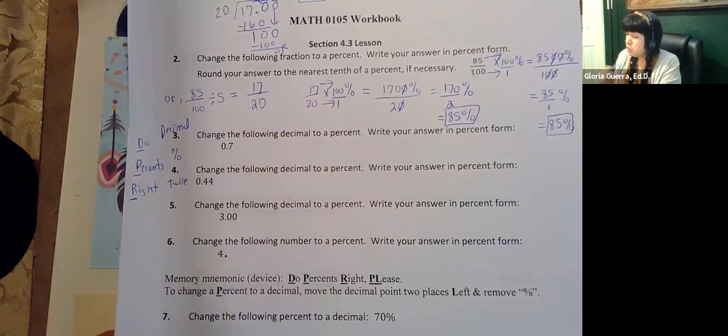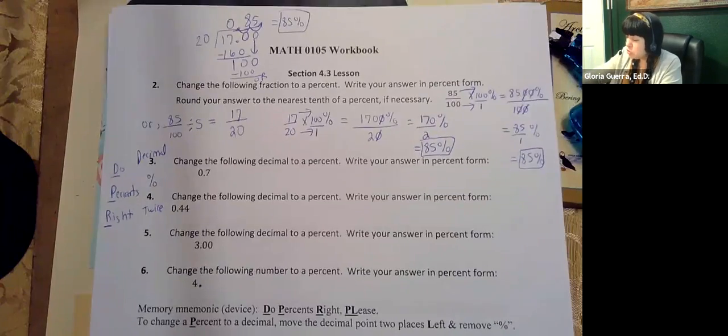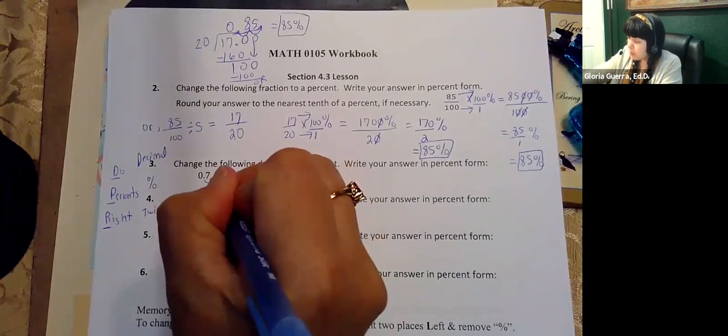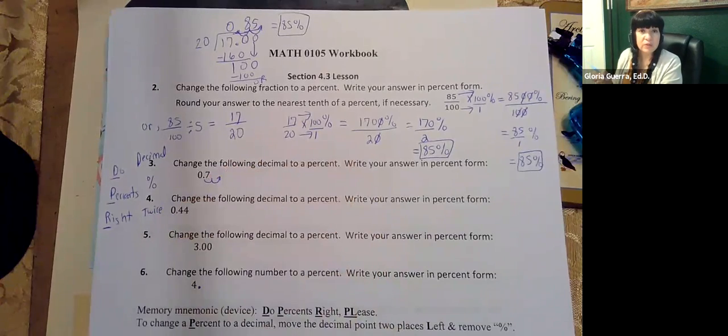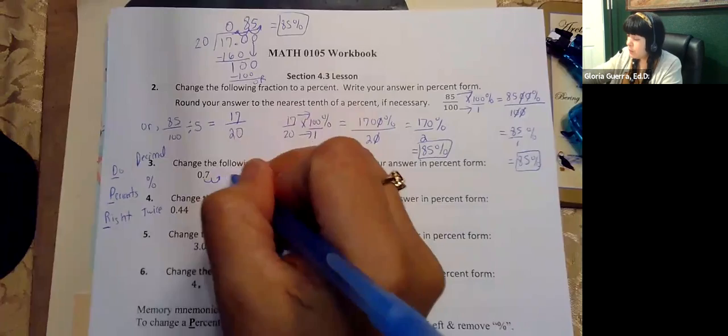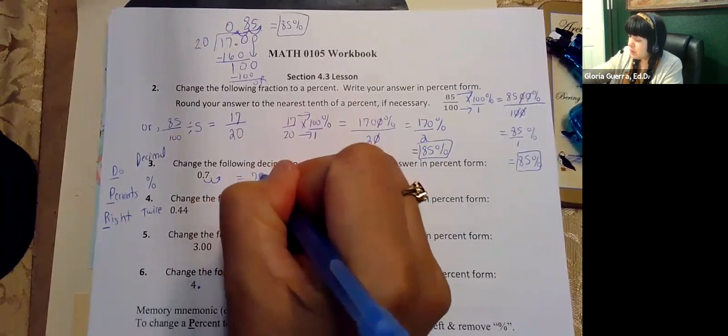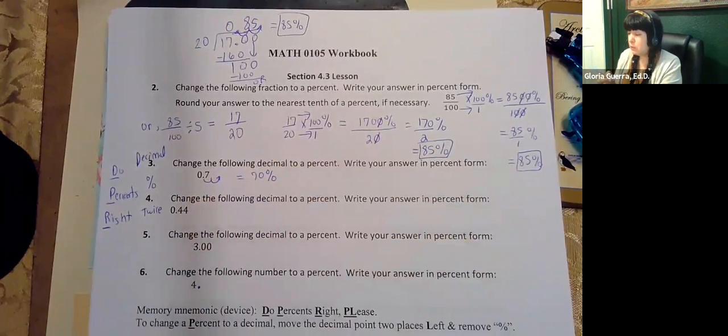So that's what you could do on all of these. You could just show that you're moving it manually like that to the right twice. That would be showing your work. That'd be fine. And then that will become 70. And then of course, don't forget you're making it a percent. You do have to put the percent sign. If you don't put the percent sign, the computer will mark it wrong.